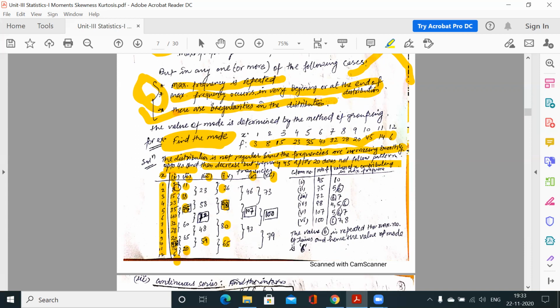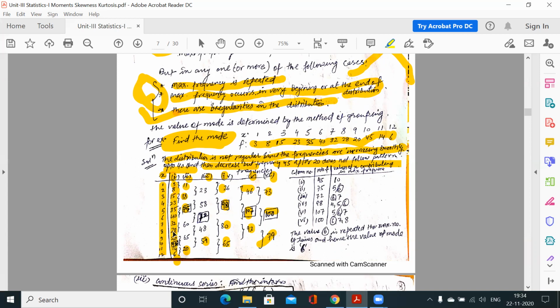Again, what is the next column? Leaving the first element of the first column, again we make groups of 3 elements. So 8, 15, 23, 46; 35, 40, 32, 107; 28, 20, 45, 93. Now we don't have 3 members, so we will leave that. In the next column, again we leave 2 elements and make groups of 3 consecutive members. So leaving 3 and 8 now, 15, 23, 35, 73; 40, 32, 28, 100; 20, 45, 14, 79. Because we have a single value, we will leave that. So now we will stop here.